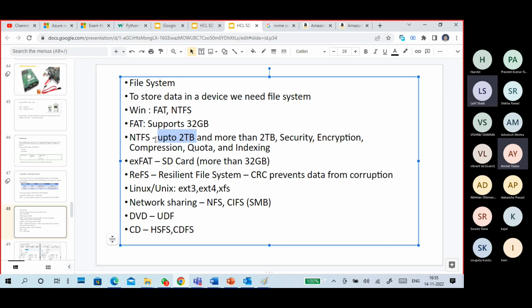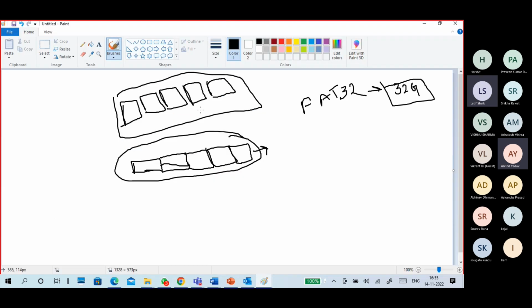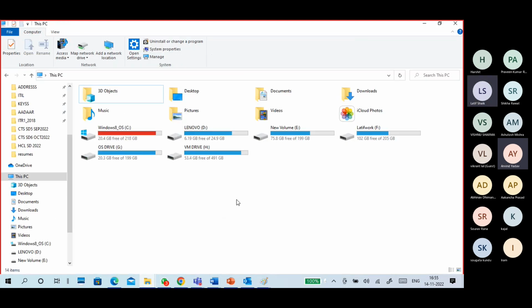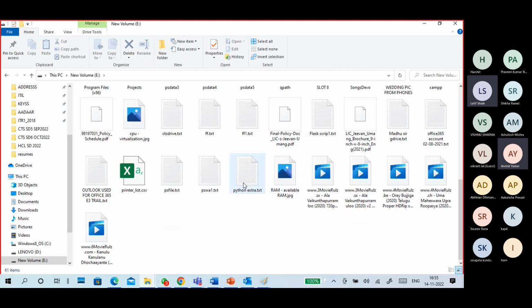And NTFS also has some features. Security feature. What is security? I will show you the security. So I am going to show you security. For example, I have a file like this, right click. File or a folder, no problem.